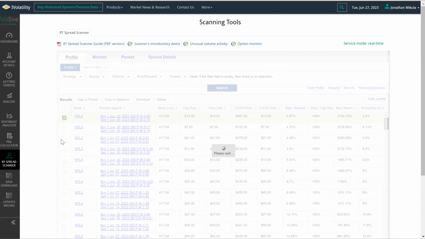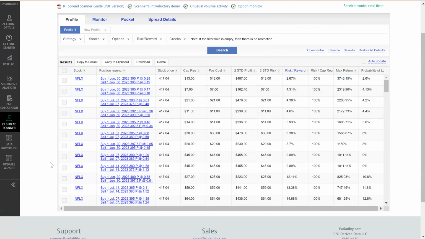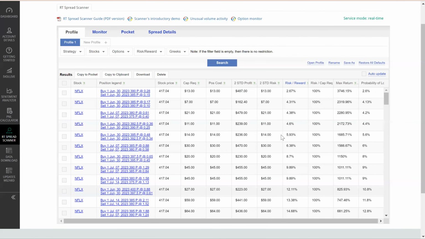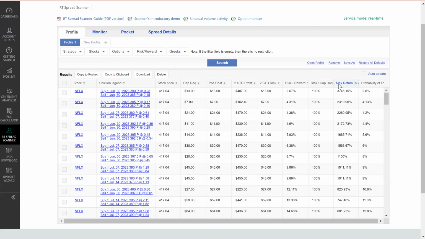I will say that's a very short expiration. Something in June 30th is probably a little too close. July 7th would be more interesting to me. So the different things I could do here, you could search for max return, ascending, descending order. And then I could skim through and figure out, okay, what gives me a little bit more time here.